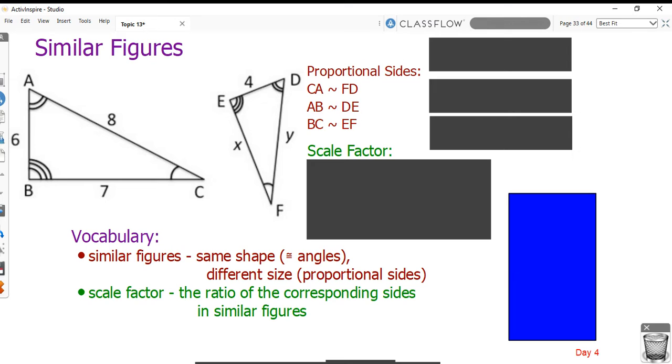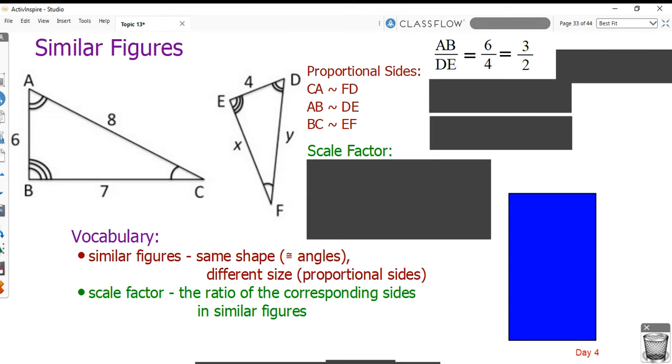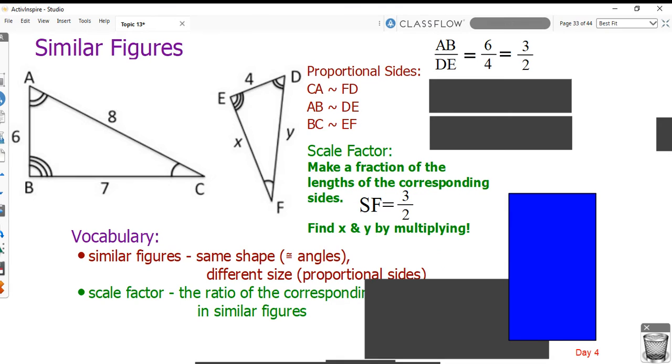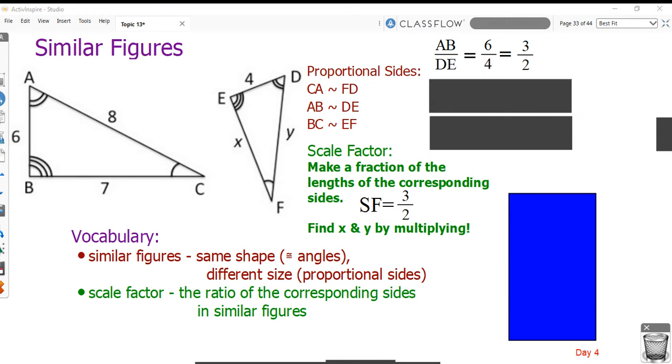Okay, so as we look at trying to find our scale factor, it is this ratio that we have in between the two sides in these triangles that we actually have values for. Okay, the corresponding parts of AB and DE give us a length of 6 and 4. And when we reduce that ratio down, it's 3 over 2. Okay, that right there is going to be our scale factor. It's the fraction of the corresponding sides.